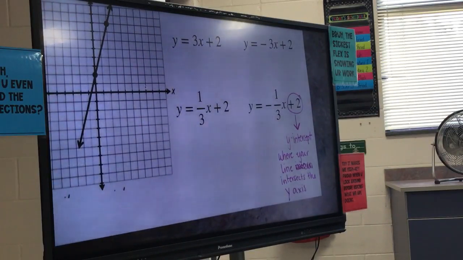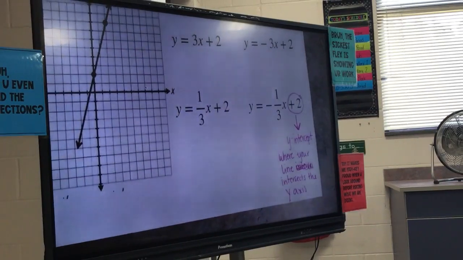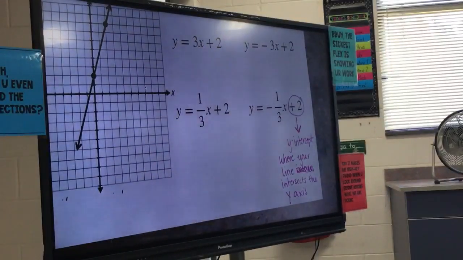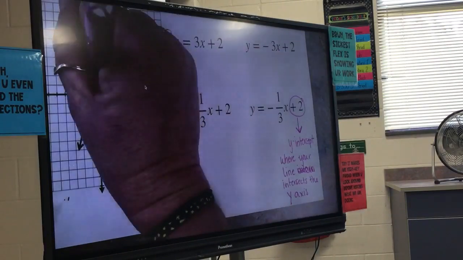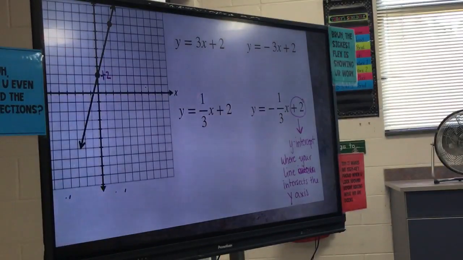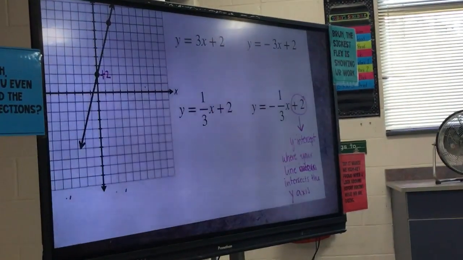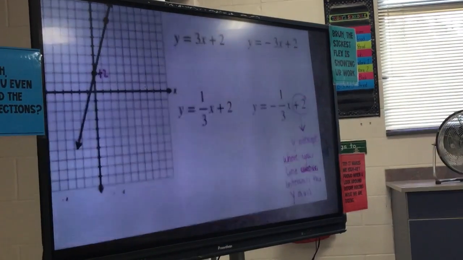3 people see? Ryan, where does it intersect it at? 2. So this is a plus 2. So that is where they get the plus 2. So your y-intercept is where your line intersects your y-axis. Hence the name, the y-intercept.